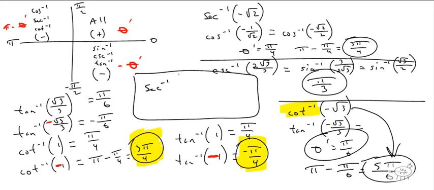Inverse secant of negative 1/2. Okay, well, I'm going to switch around to inverse cosine of negative 2. And then you say, okay, well, cosine of what is negative 2? And you're going to think, wait a second, inverse cosine of what is negative 2?